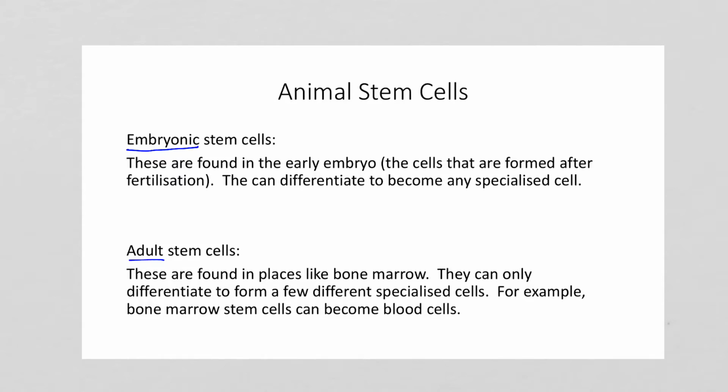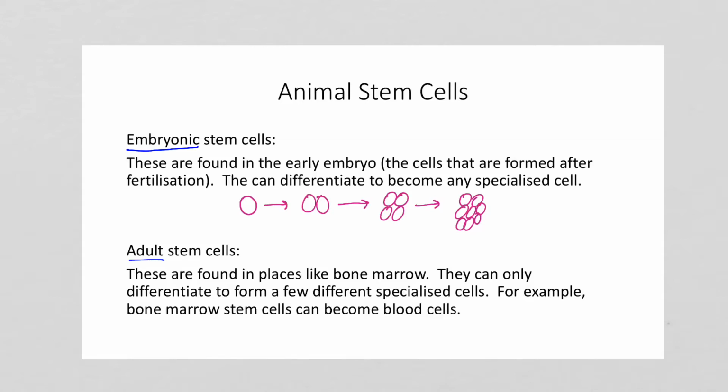Embryonic stem cells are found in the very early embryo. So if you have a sperm and egg that combine together to make a zygote, that divides to make 2 cells. Those are embryonic stem cells. Those divide to make 4 and then 8. Those are all embryonic stem cells.